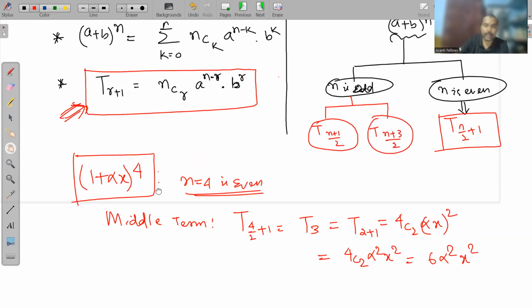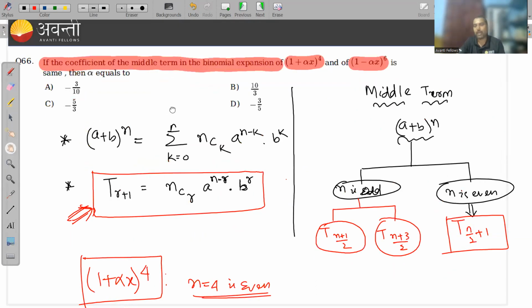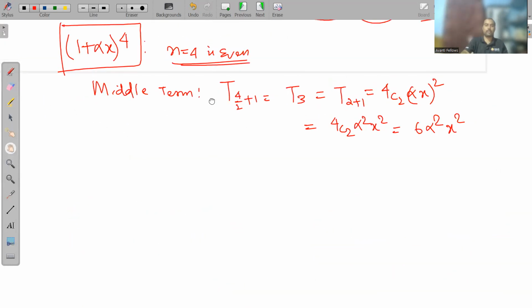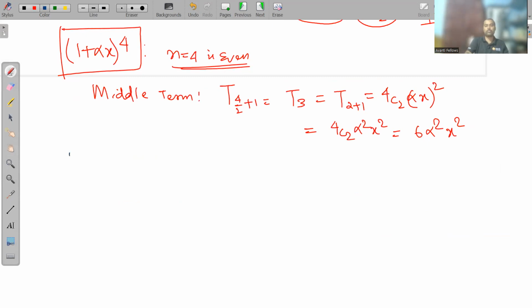Now move to the next expansion, which is given as (1 minus alpha x) to the power 6. The second expansion is given as (1 minus alpha x) to the power 6.